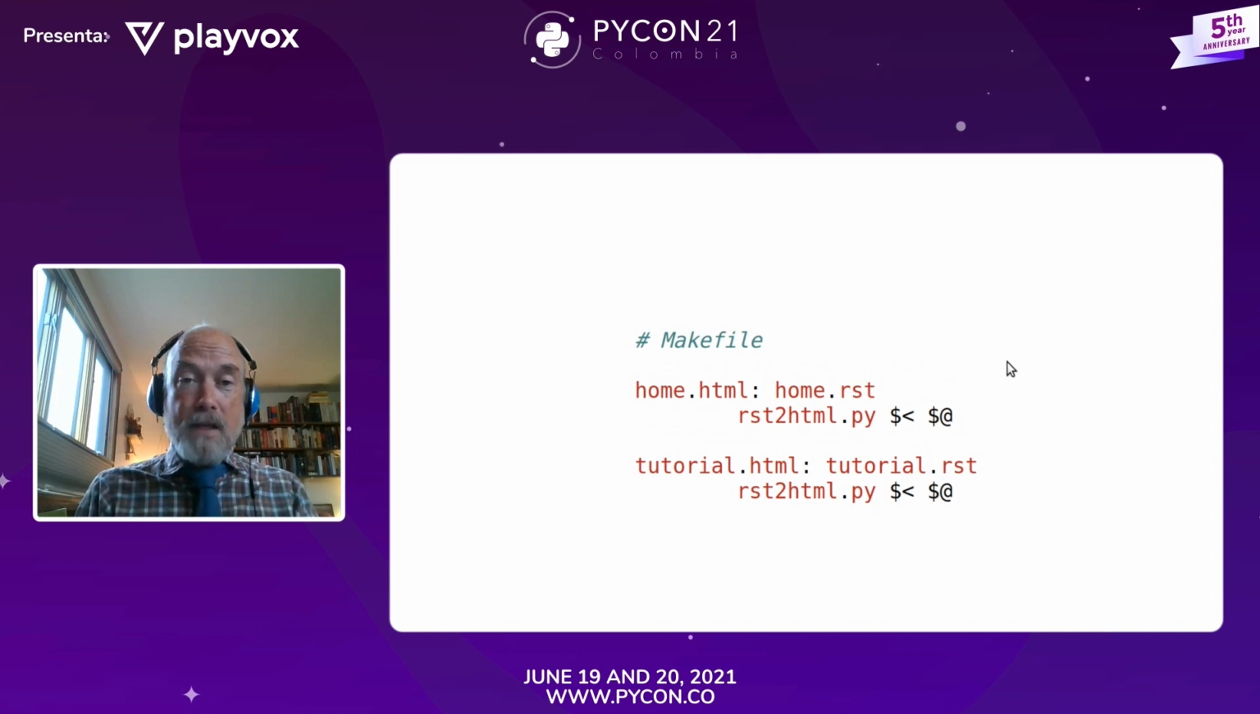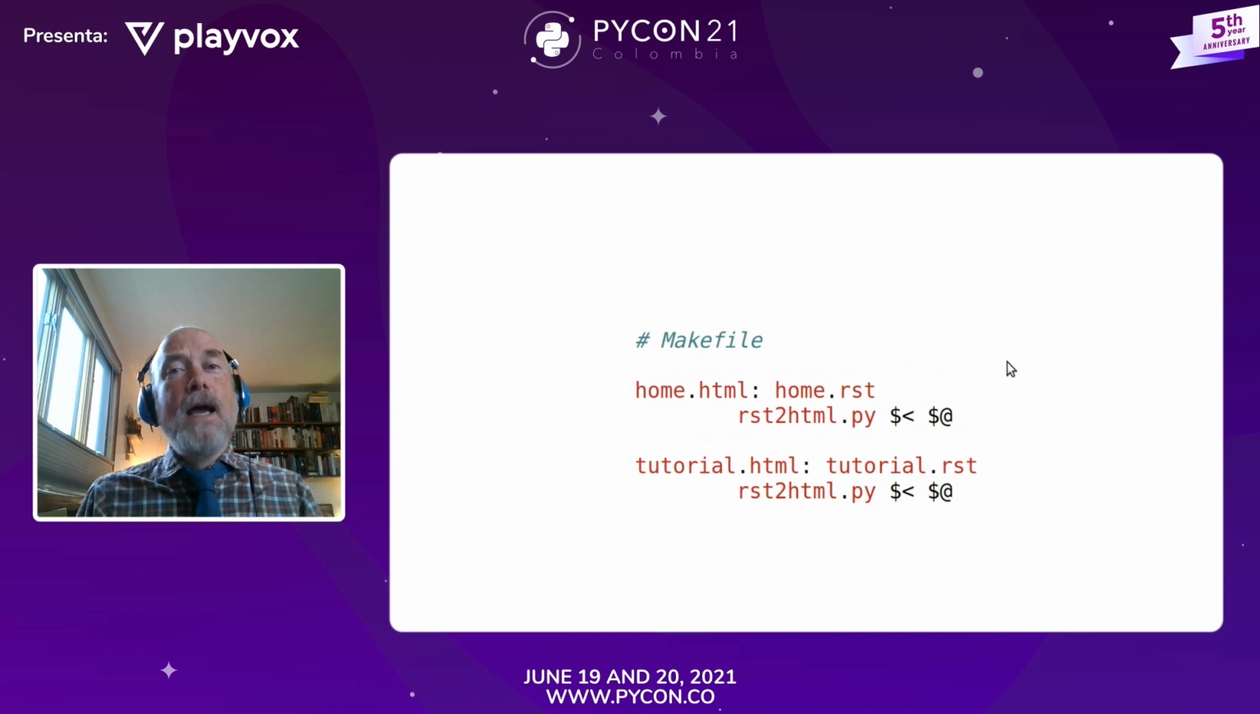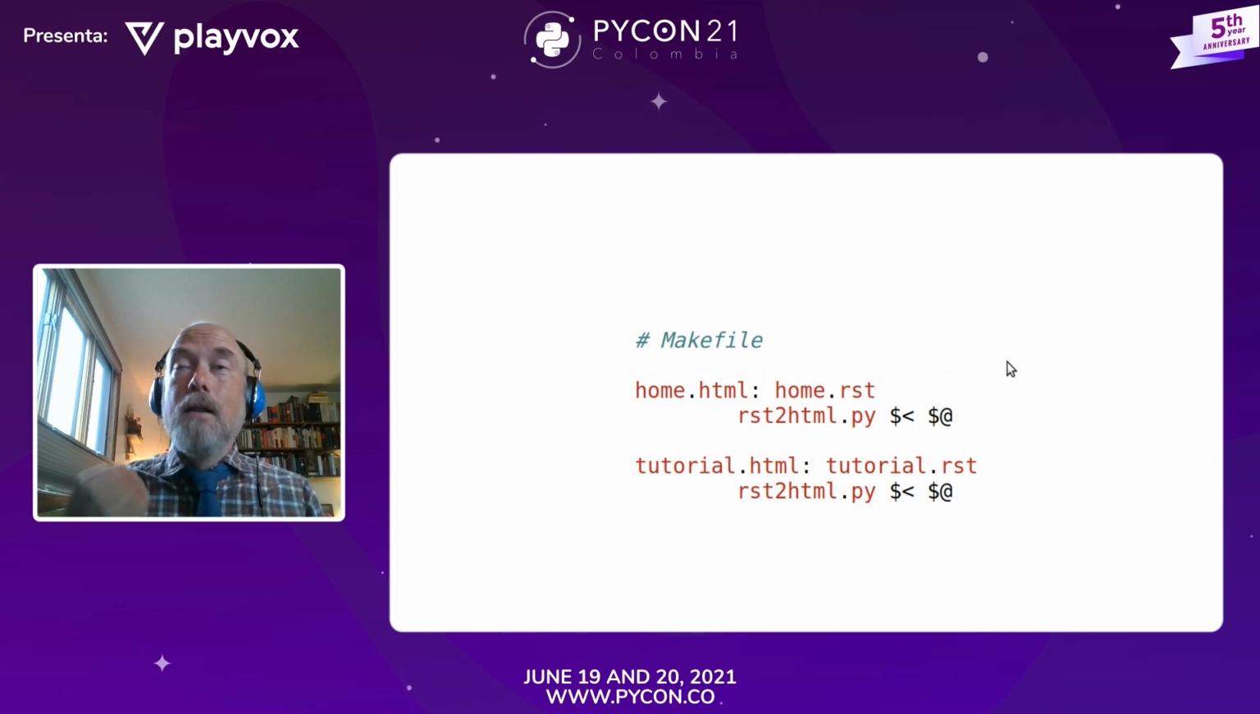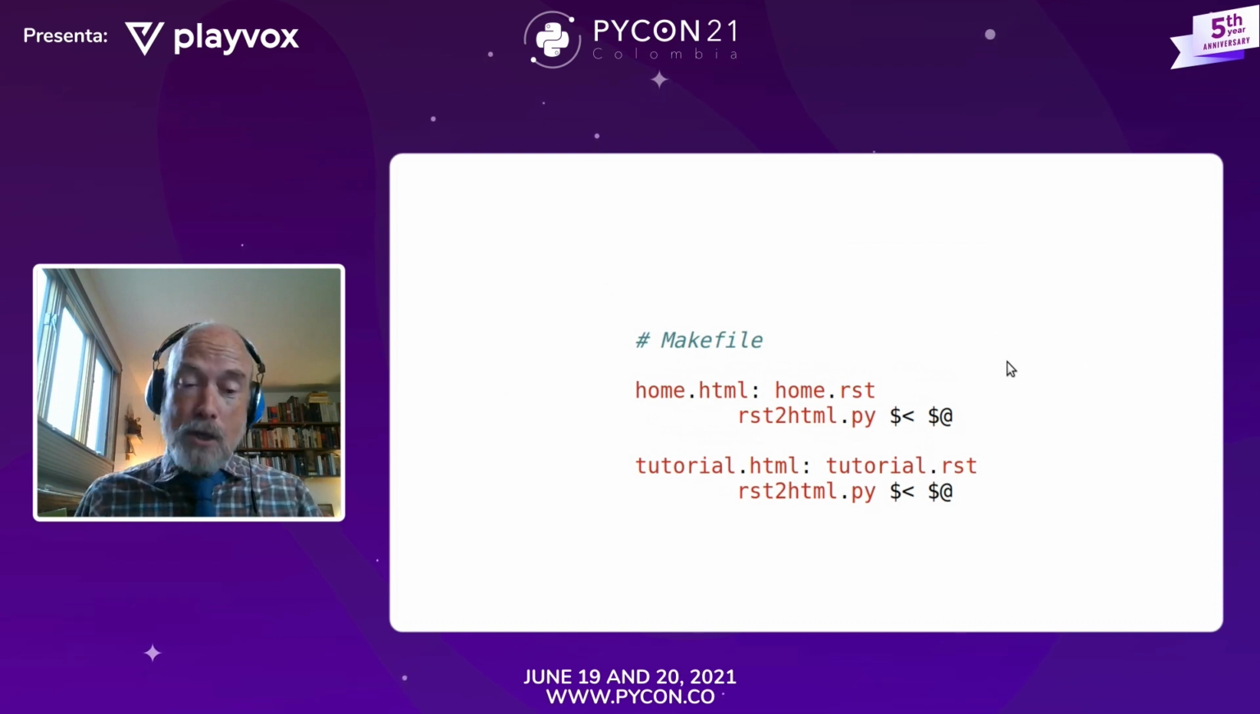A makefile that says home.html is built from home.rst using one command. Tutorial HTML is built from tutorial RST using a similar command. The makefile has an elaborate syntax that, as you can see, lets you skip repeating the file names, for example, when listing the command that generates them.